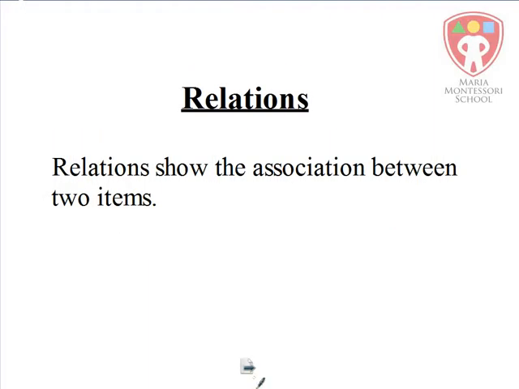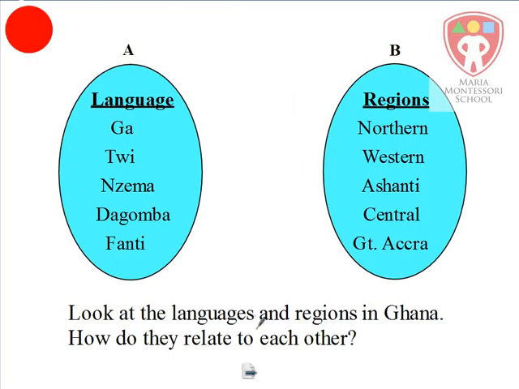Let's move on to another topic, relations. Relations show the association between two items. Look at these two sets, set A and set B. Set A is a set of languages spoken in Ghana, and set B is a set of regions in Ghana. Look at the languages and regions in Ghana. How do they relate to each other?